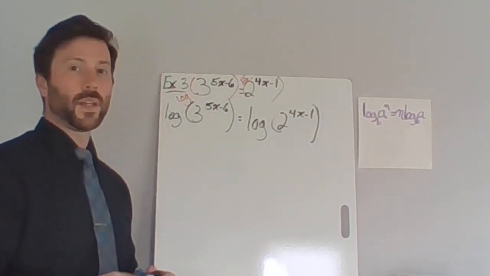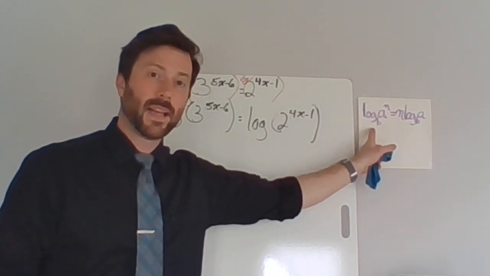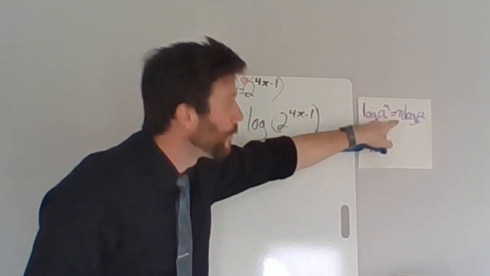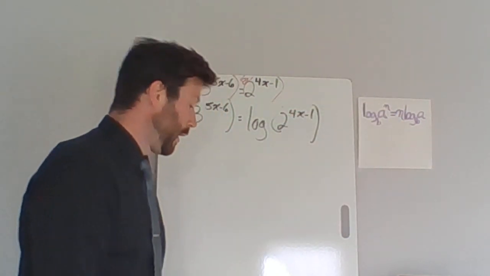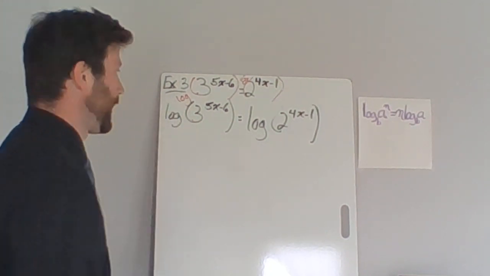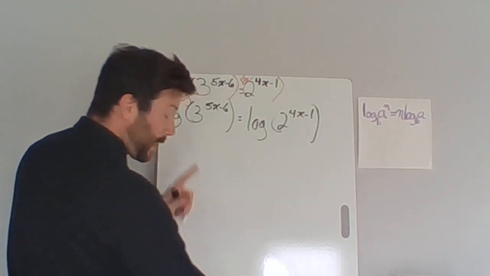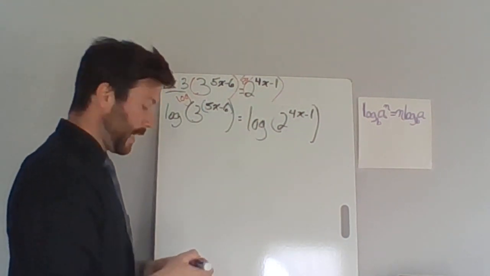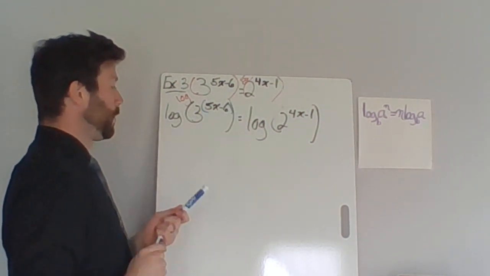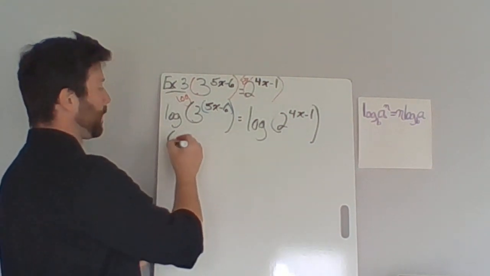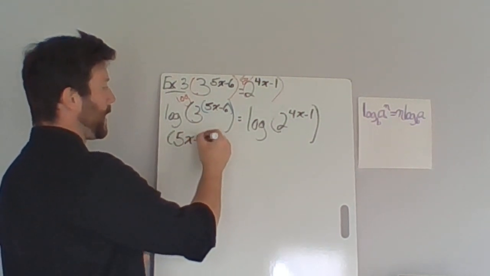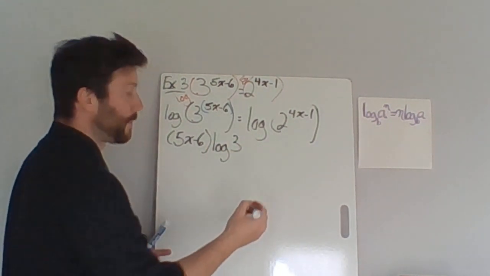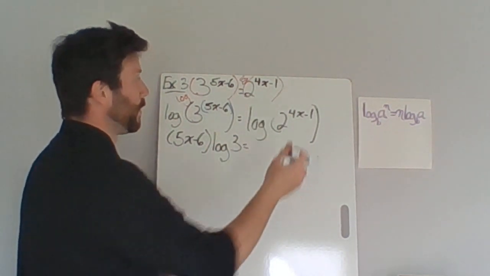Now, the whole reason that we do this is because there's this property that allows us to take that exponent inside the logarithm and bring it in front of the whole logarithm. So that's exactly what we're going to do right here. This 5x minus 6, now remember, we have to take the whole thing, the whole 5x minus 6 has to come out front. So I'll have the quantity 5x minus 6 times the log of 3.